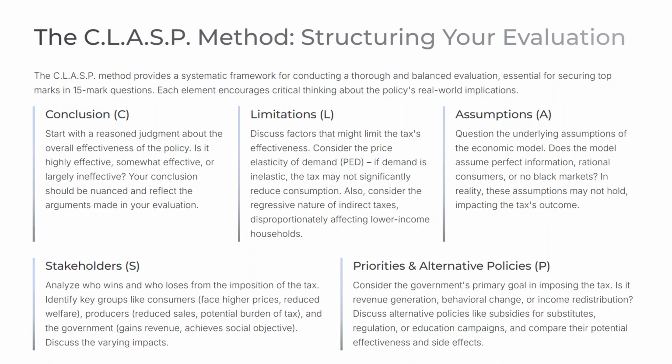S for stakeholders. Who are the winners and losers? A tax on gasoline benefits the government, revenue, and society, less pollution, but it hurts consumers, higher prices, and producers. P for priorities, pros and cons. Weigh the advantages against the disadvantages. Is reducing pollution more important than the burden on low-income drivers? What are the alternative policies, like subsidizing public transport, and are they better? This structured evaluation shows the examiner you are thinking like an economist.